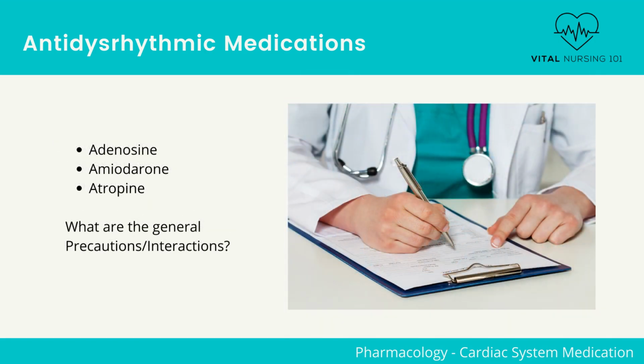Adenosine. This medication slows conduction time through the AV node and interrupts AV node pathways to restore normal sinus rhythm. Amiodarone. This medication prolongs repolarization, relaxes smooth muscles, and decreases vascular resistance. Atropine. This medication increases the heart rate by counteracting the muscarine-like actions of acetylcholine and other choline esters.